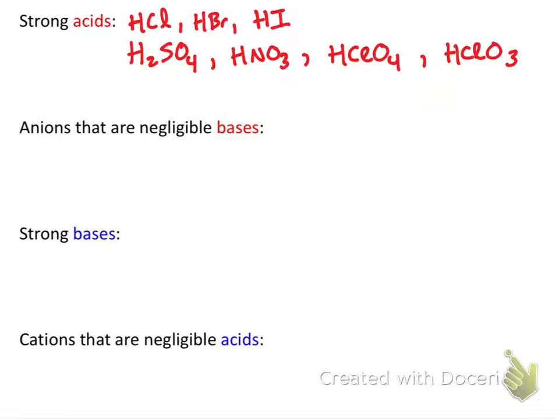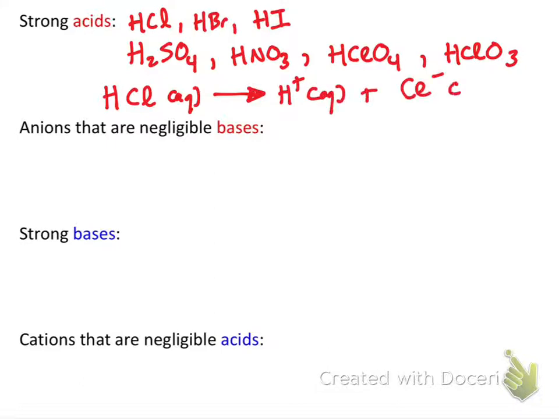Remember, what makes these things strong is that when they dissociate in aqueous solution, they go all out. We use a full-headed arrow with them. They make H plus and whatever their conjugate quote-unquote base is. The reason I say quote-unquote base is because this is a one-way street. This arrow points one direction, which means this Cl minus is not going to be able to react with an H plus to reform HCl.